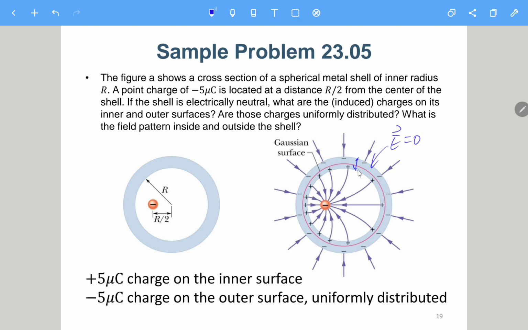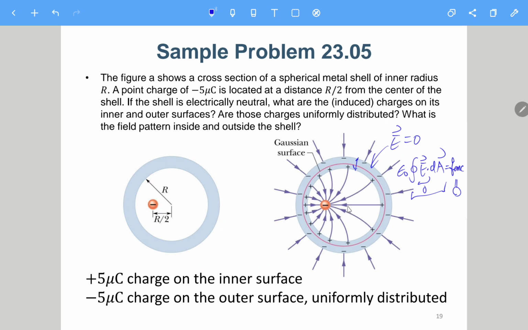So for this Gaussian surface, if we apply Gauss's law, epsilon naught times the integral of E dot dA equals Q enclosed. As I mentioned, E must be 0 inside the conductor. So for the whole surface, this flux must be 0, which means that Q enclosed should be 0.